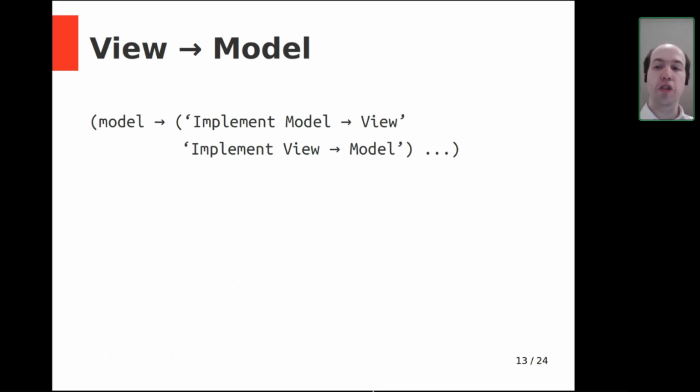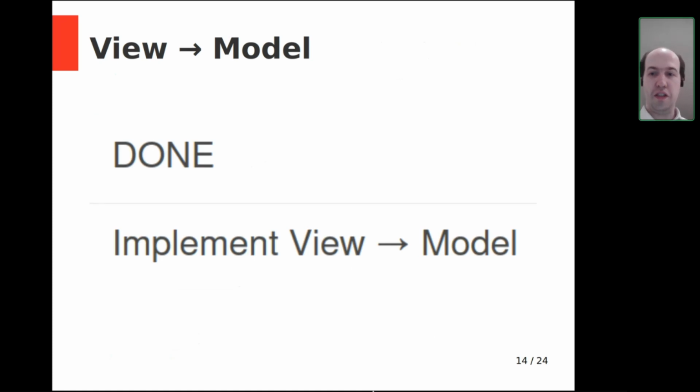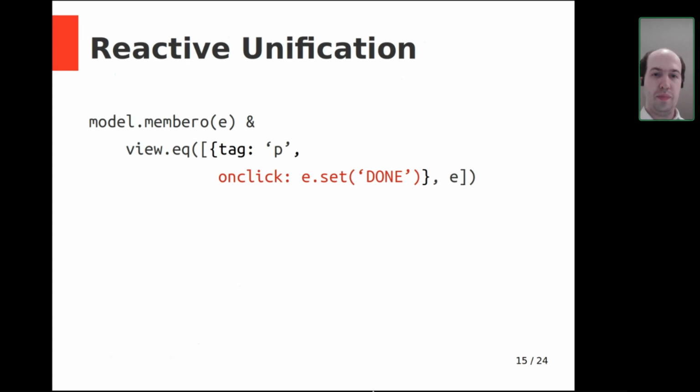So for our micro to-do MVC example, we're going to do the simplest possible thing I could think of, and we're going to make it so that whenever you click on an item, the to-do text gets replaced with the word done. So when we click on the item for the last section, we should end up with something that looks like this. Now, the way that we're going to do this is through a procedure that we'll call reactive unification.